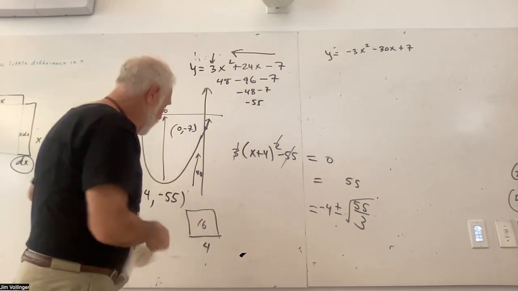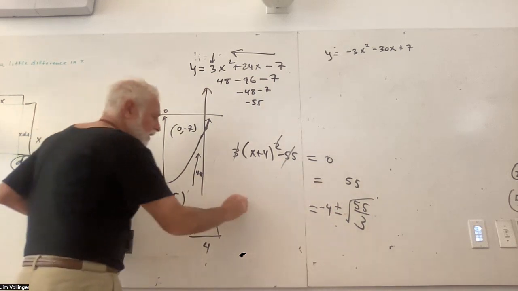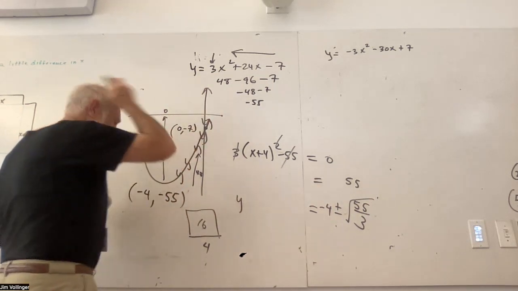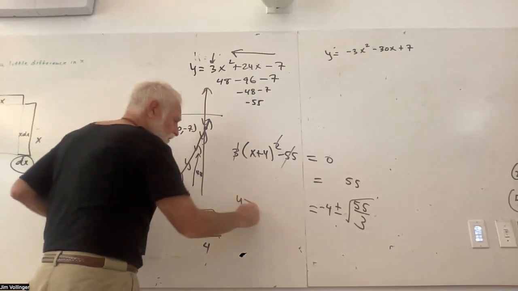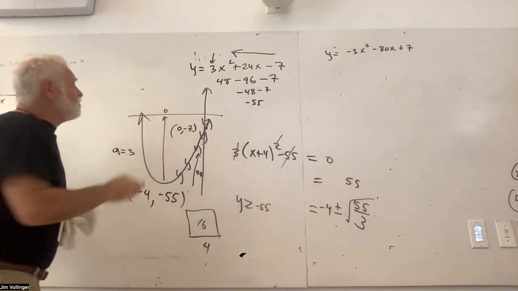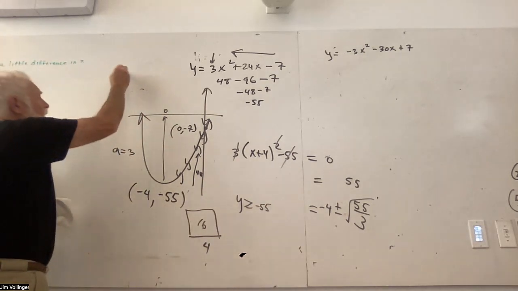Where am I at? Oh, range. My range is Y values, all the Y values. This is a Y, that's a Y, that's a Y, that's a Y, that's a Y, right? All those Y values are greater than or equal to negative 55. Now, there's no excuse on problem number 52 to leave it blank on the next test.